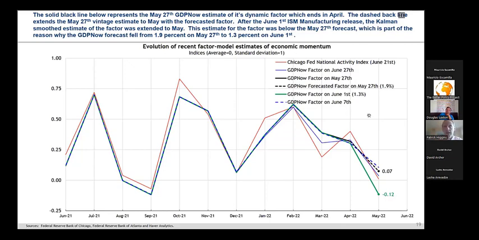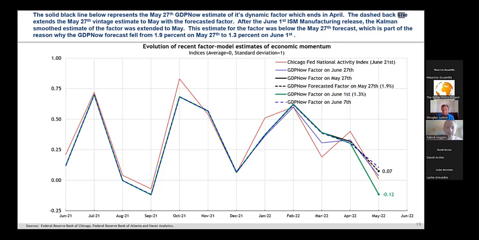And that's able to handle having this jagged edge data set where you only have partial data at the beginning of the quarter. Once you get all of the data, it's going to resemble the Chicago Fed National Activity Index, but before that, it can change. So you can see the black line went down from 0.07 to minus 0.12.